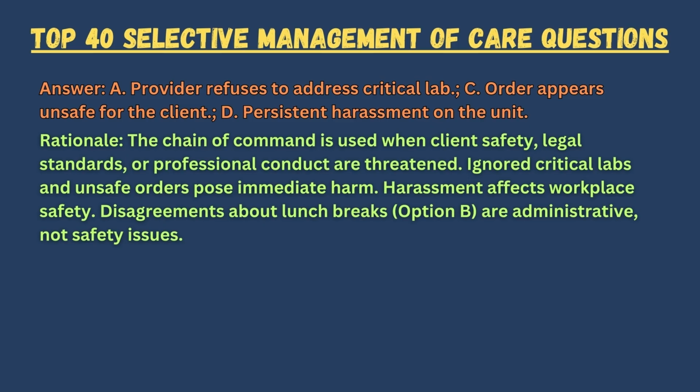Rationale: the chain of command is used when client safety, legal standards, or professional conduct are threatened. Ignored critical labs and unsafe orders pose immediate harm. Harassment affects workplace safety. Disagreements about lunch breaks, option B, are administrative, not safety issues.